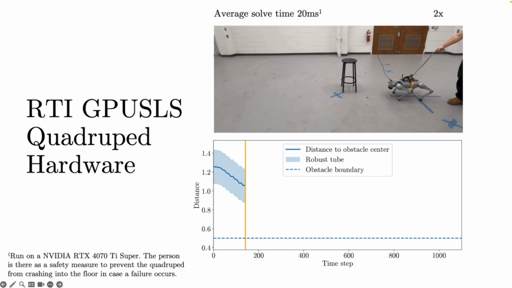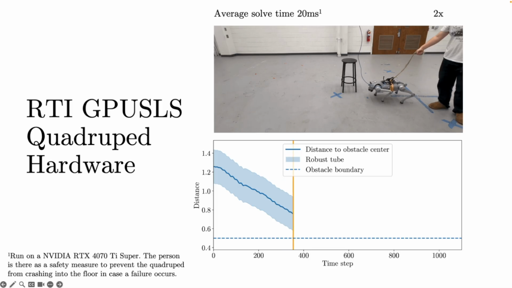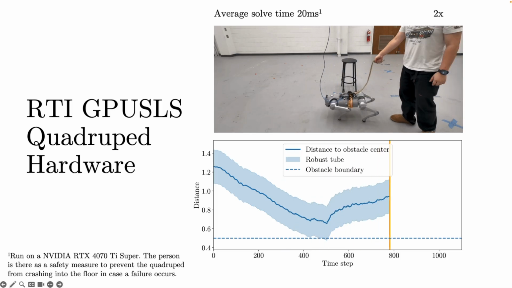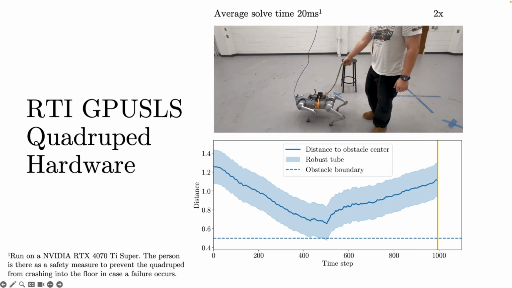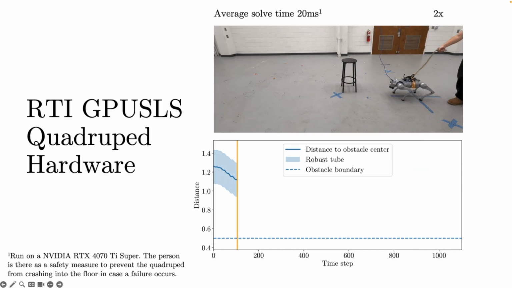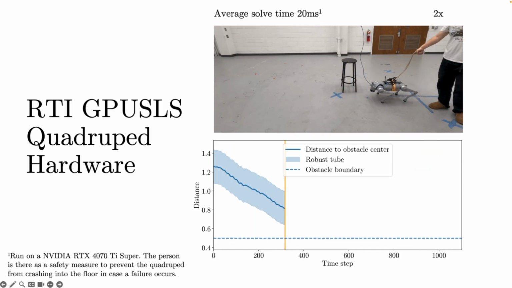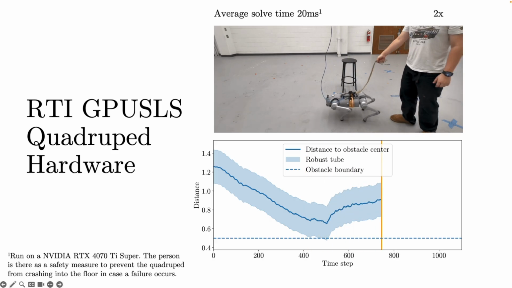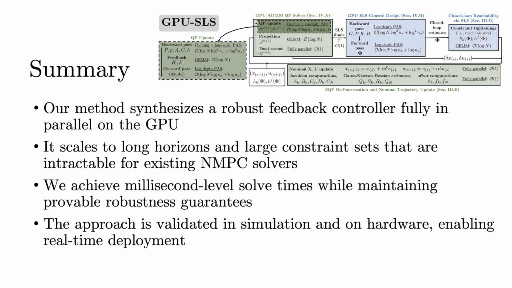We also demonstrate our RTI GPU SLS framework on hardware. In this experiment, our Unitree Go 2 quadruped navigates around an obstacle under bounded disturbances. With our framework, the quadruped is able to jointly optimize the forward reachable tubes and nominal trajectory, all while remaining real-time. We conclude with a summary of our work.